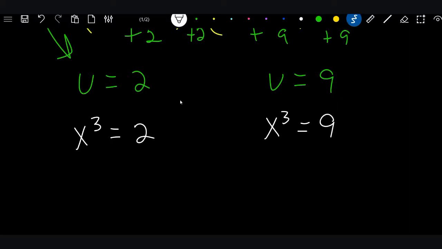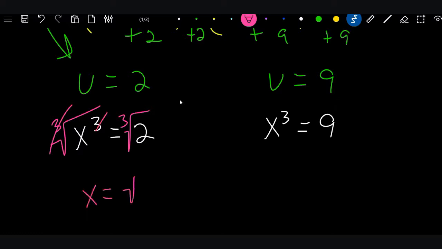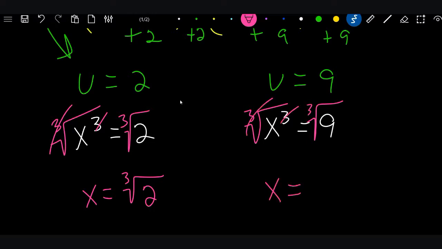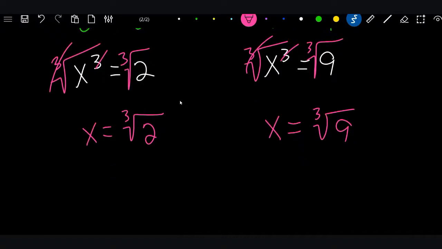And now what we're going to want to do is solve for both sides. We're going to cube root both sides. And we're going to get, this is going to cancel. We're going to get x equals the cube root of 2. And over here, we're going to cube root both sides. Don't forget it's a cube root, not a square root. And we're going to get x equals the cube root of 9. And then we're done. That's solved. Okay? So that's the finished product right there.